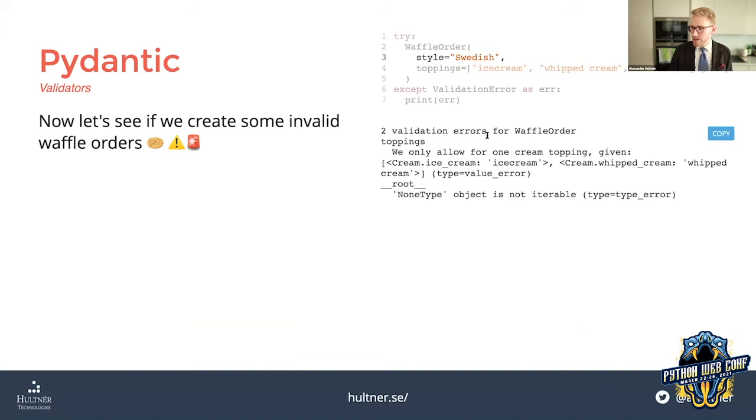So we're expecting an error here. And as you can see, we get 2 validation errors for the waffle order. You might wonder why we get 2. This is because of how we implemented the root validator. Basically, the toppings run first. So our validator validating just the toppings is the first one being run. And when it's run, it sees that we have more than one cream, and because of this, it's not going to let the toppings actually be set. So when the root validator later runs, it doesn't have any toppings. That's why we get a NoneType here.